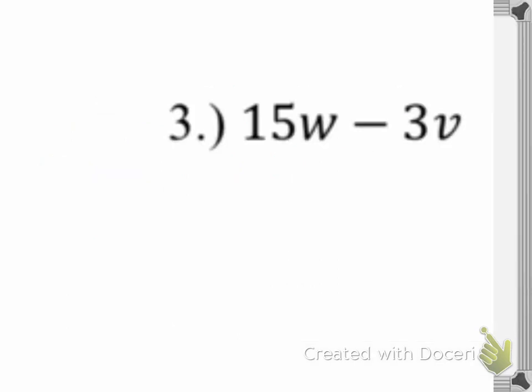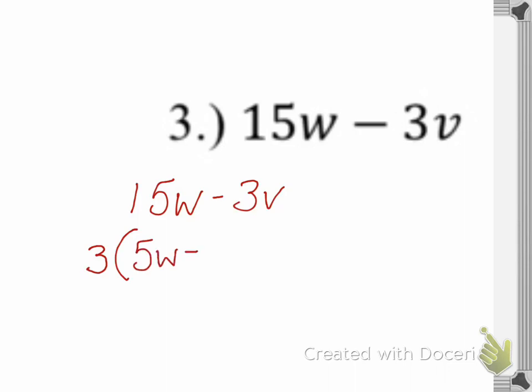Okay, so looking at number 3, that's really annoying that it's off center. I apologize. Unfortunately, I don't think I can fix that. No, sorry. Okay, so I'm actually going to rewrite it because that's annoying. So 15W minus 3V. Here they share 2 different variables. So there's no variable I could consider a GCF, but the GCF here is 3. And that would give me 5W minus V then.